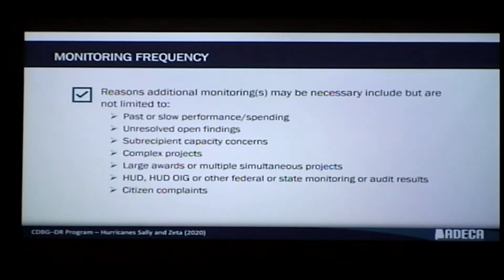These are the reasons why you may have to get monitored more than once in any particular year. If you have past or slow performance or spending, we'll probably want to come out again and say, what can we do to help? If you have unresolved open findings that are not getting resolved in a timely manner, if there are capacity concerns, so that's either staffing levels or just maybe a general sense that compliance across the board is not achieving high-level benchmarks. If you have particularly complex projects, again, that might be a reason why we want to come out and get ahead of what may eventually lead to issues.